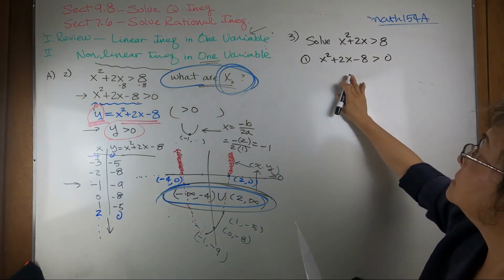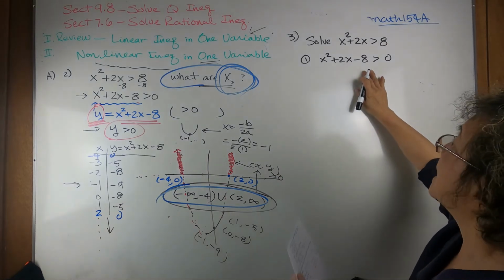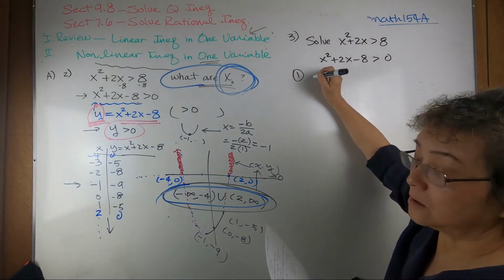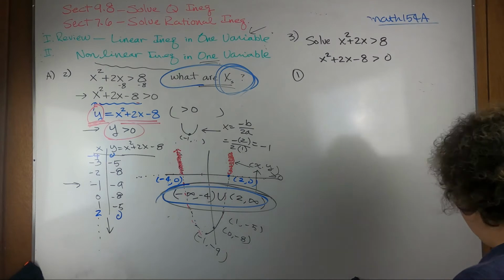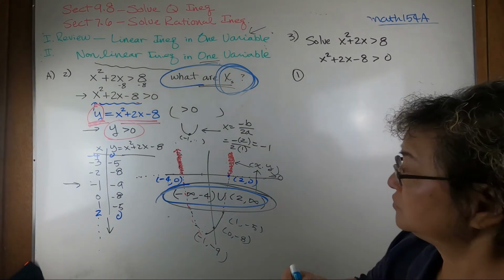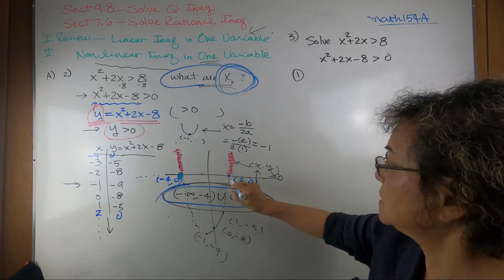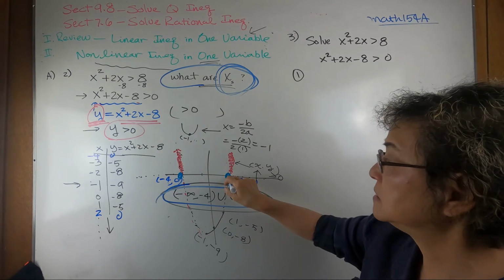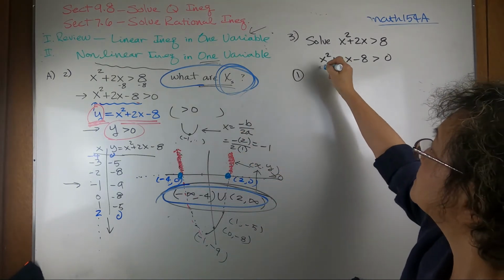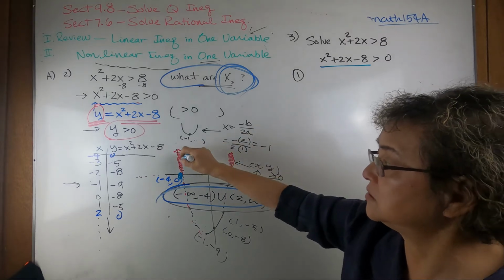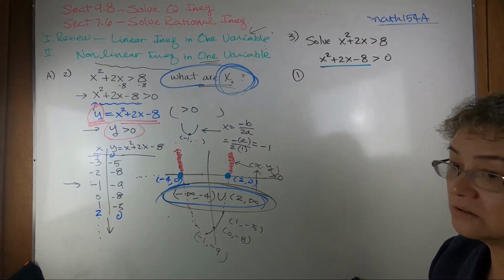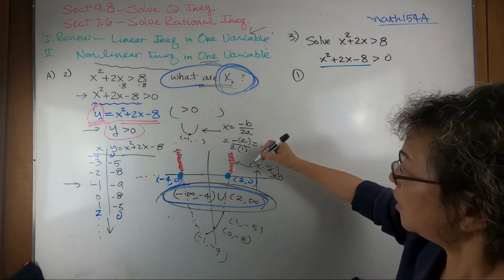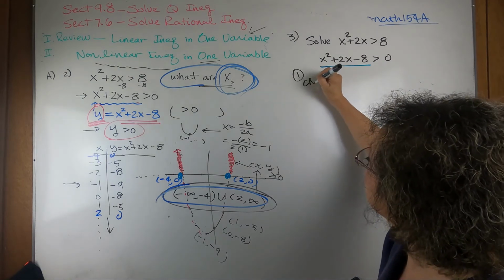Then we do what? So first we write it in standard form. Then we need to find the critical numbers. Look at that. It's -4 and 2. They are critical numbers because they make the whole thing, the y, either bigger than 0 or less than 0, right? So we call those 2 points critical numbers.